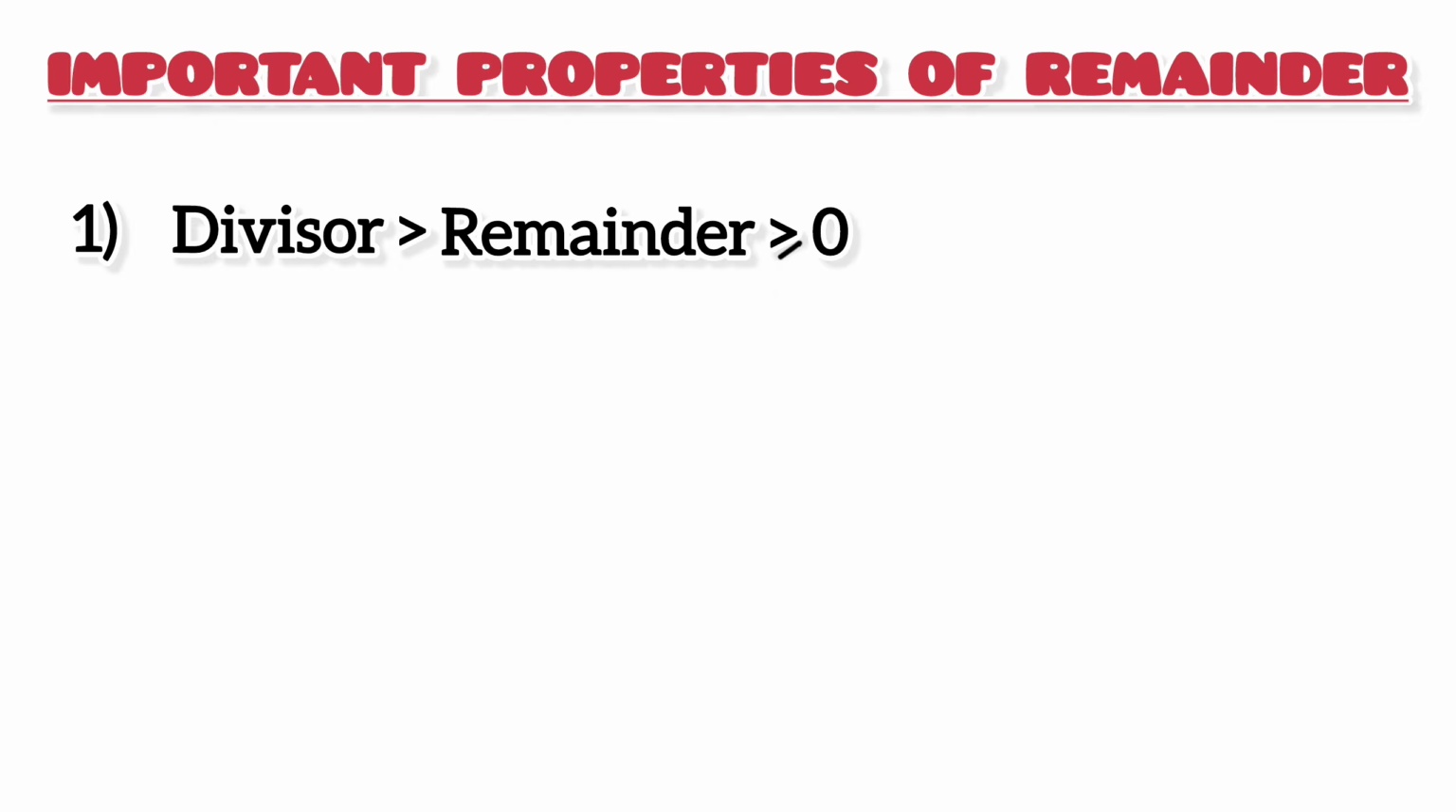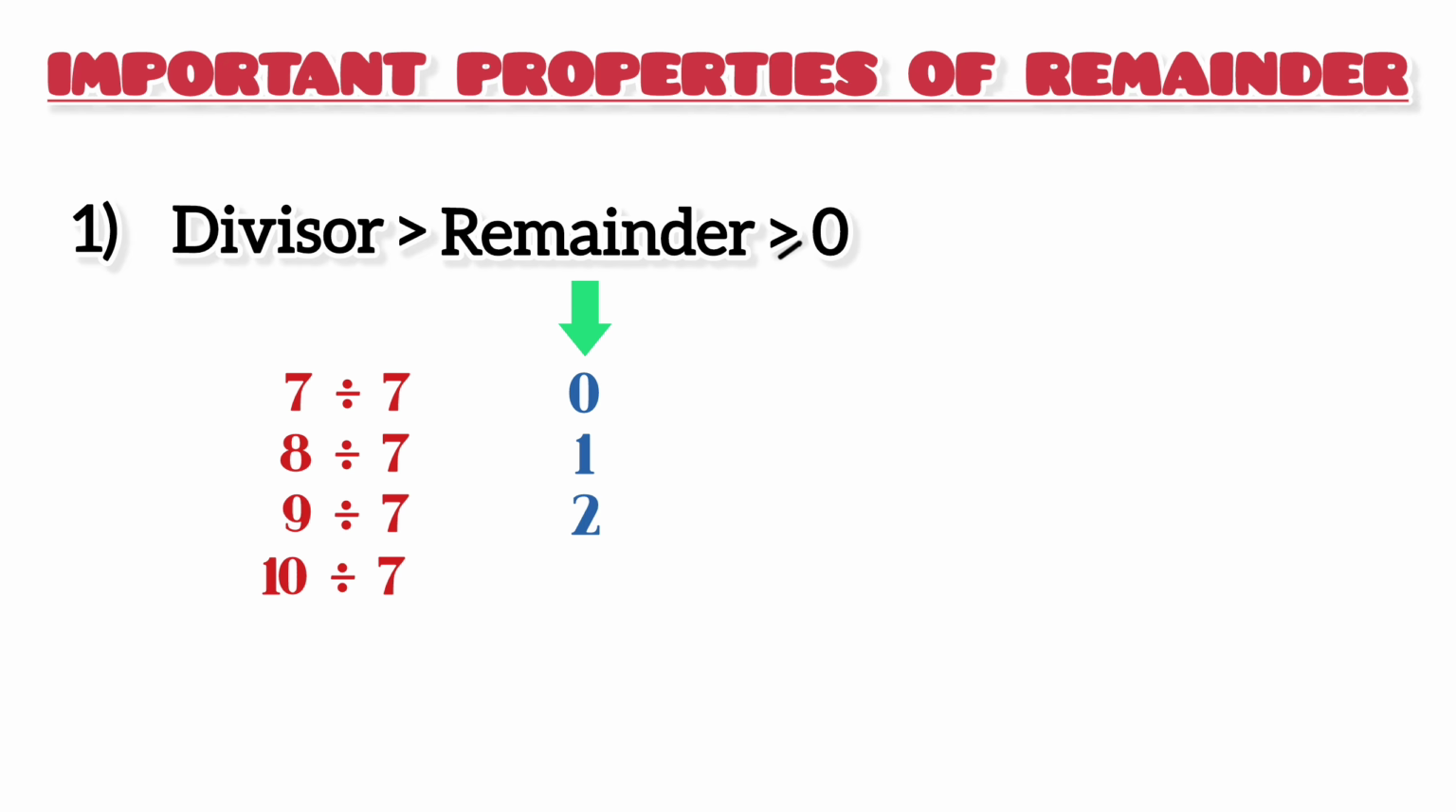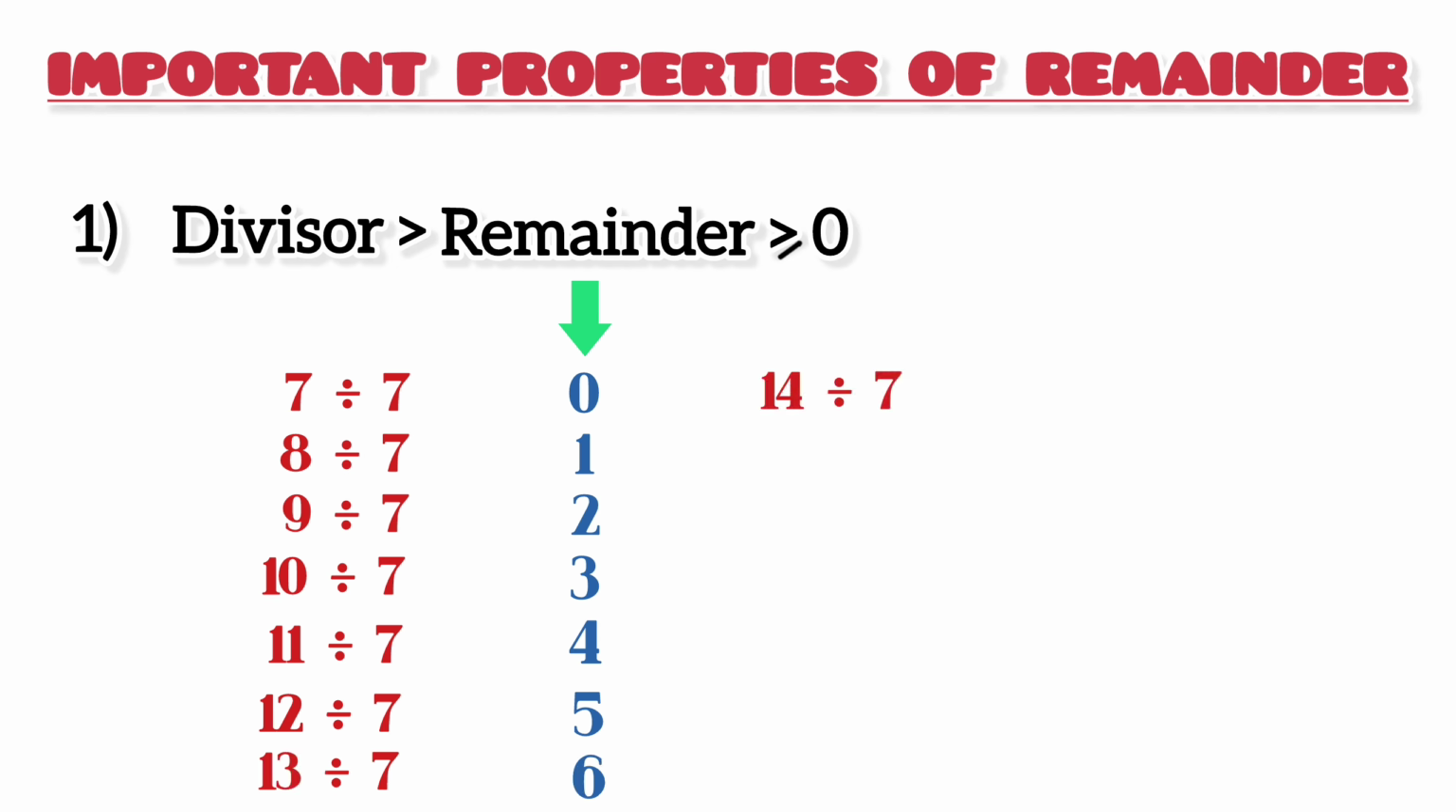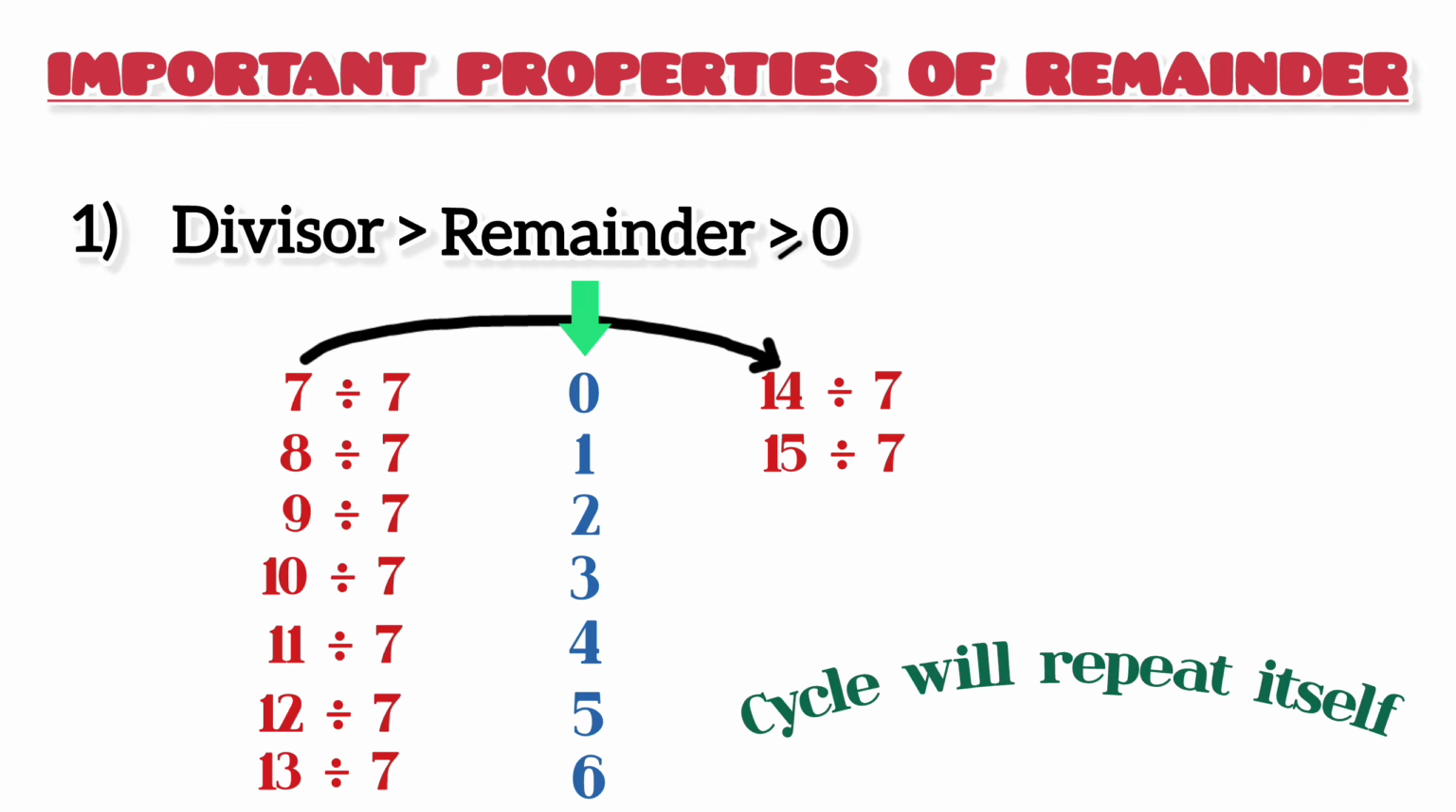Why is that? Suppose I am dividing 7 by 7, remainder is 0, 8 division 7, remainder 1, 9 division 7, remainder 2, 10 division 7, remainder 3, 11 division 7, remainder 4, 12 division 7, 5, 13 division 7, 6, 14 division 7, 0, 15 division 7, 1. So after every 7 numbers, the cycle will repeat itself. And this is valid for every number.